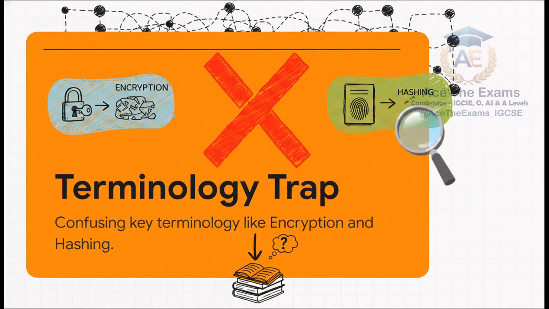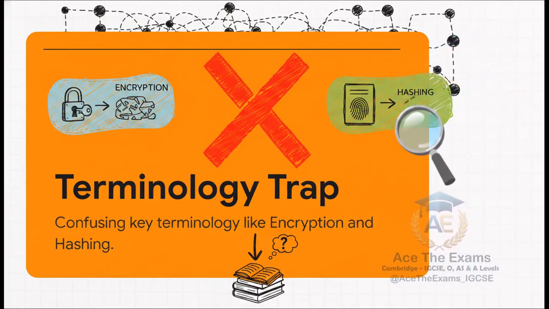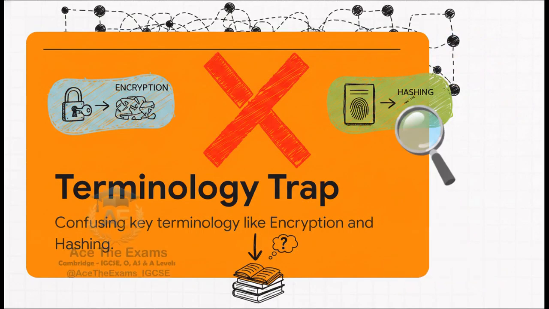The absolute biggest offender? Mixing up encryption, which is the reversible scrambling of data using a key, with hashing, which is strictly one-way data verification. If you use these interchangeably, your whole analytical framework instantly collapses in the examiner's eyes. So always define your terms clearly before throwing them into your extended responses.